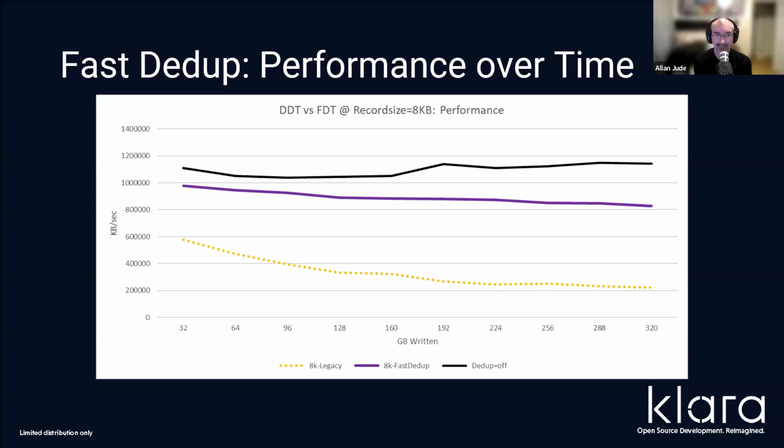Whereas Fast Dedup mostly can keep up because it is logging updates in a more asynchronous way instead of having to block every time you're trying to do this.